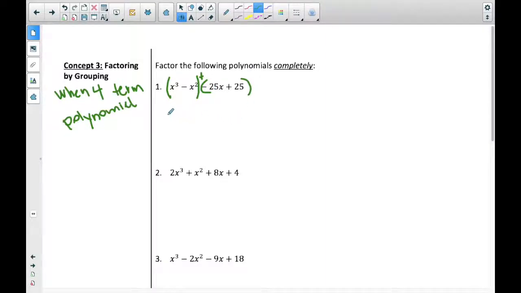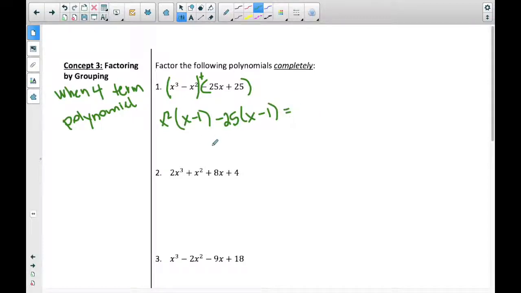Now I'm going to factor out a GCF. So that's going to be x squared. On this one, my GCF is a -25. And now look what I have. Now that can be factored, like I take out my GCF.